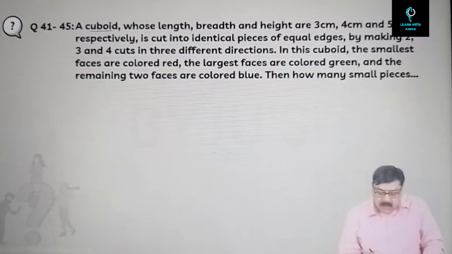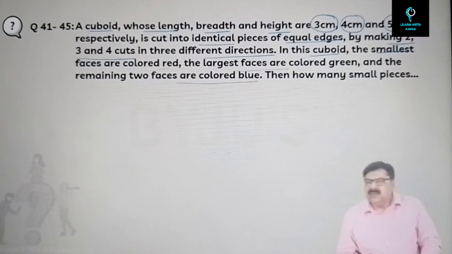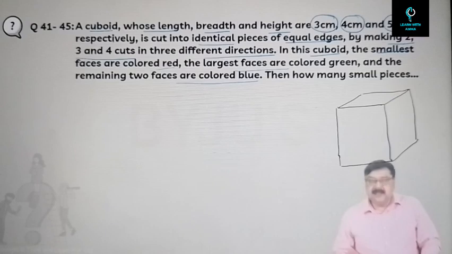A cuboid whose length, breadth and height are 3 centimeter, 4 centimeter and 5 centimeter respectively is cut into identical pieces of equal edges by making 2, 3 and 4 cuts in 3 different directions. Now in this cuboid, the smallest faces are colored red, the largest faces are colored green and the remaining 2 faces are colored blue. Actually, you don't need a diagram, but still, for the sake of understanding, I will provide you with one. Let us say this is the cuboid.